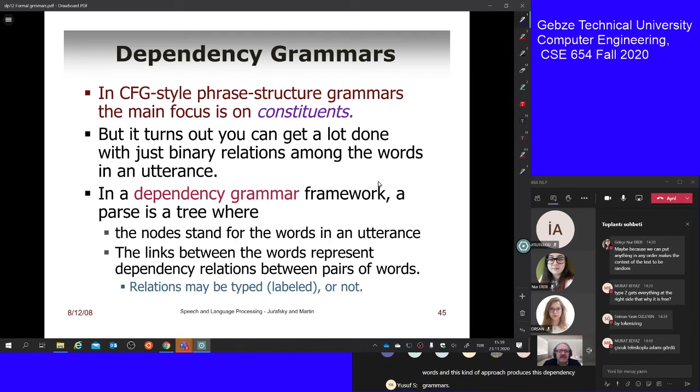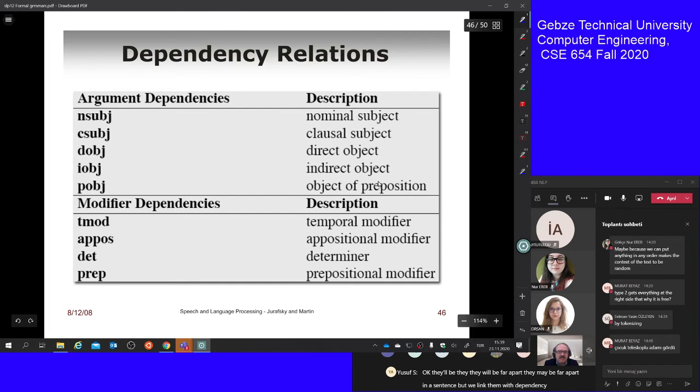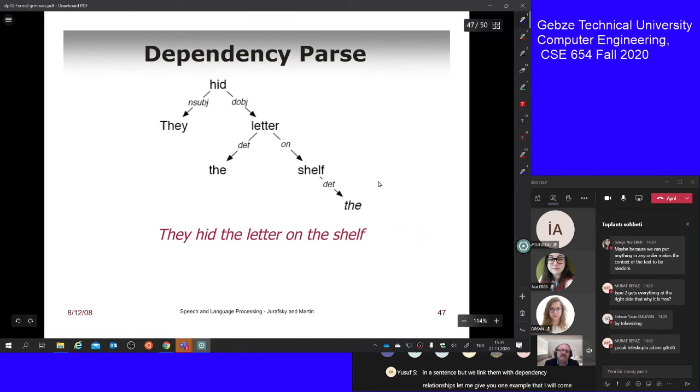So in a dependency grammar framework, there is a parse tree, but this parse tree is a little bit different. This parse tree specifies the relationship between pairs of words. And those pairs of words don't have to follow each other. They may be far apart in a sentence, but we link them with dependency relationships. Let me give you one example and I will come back to this one.